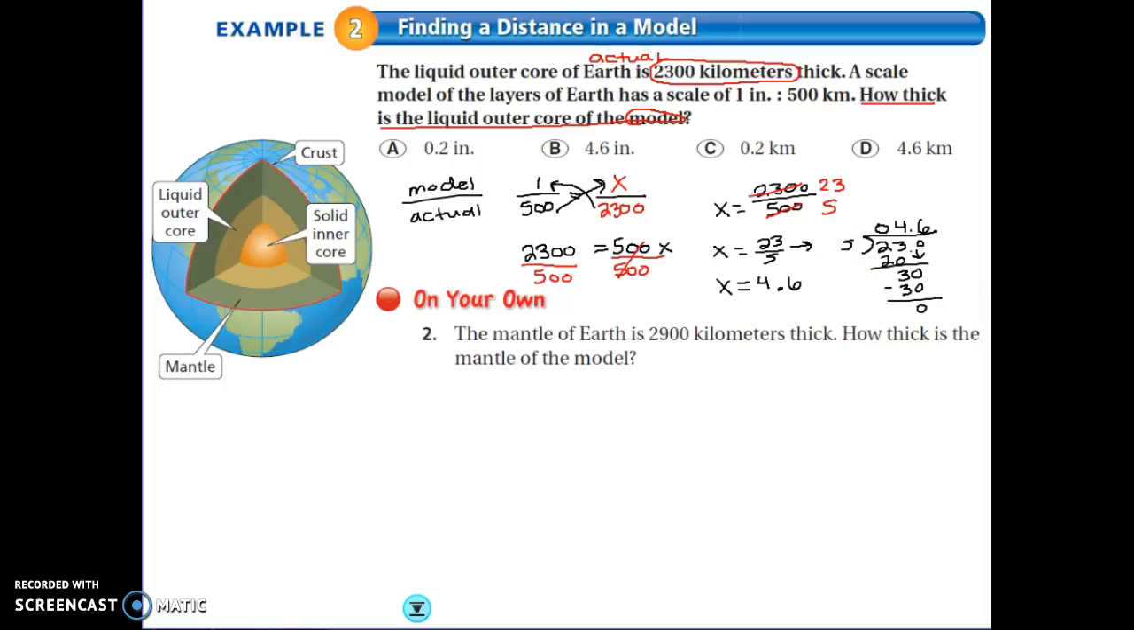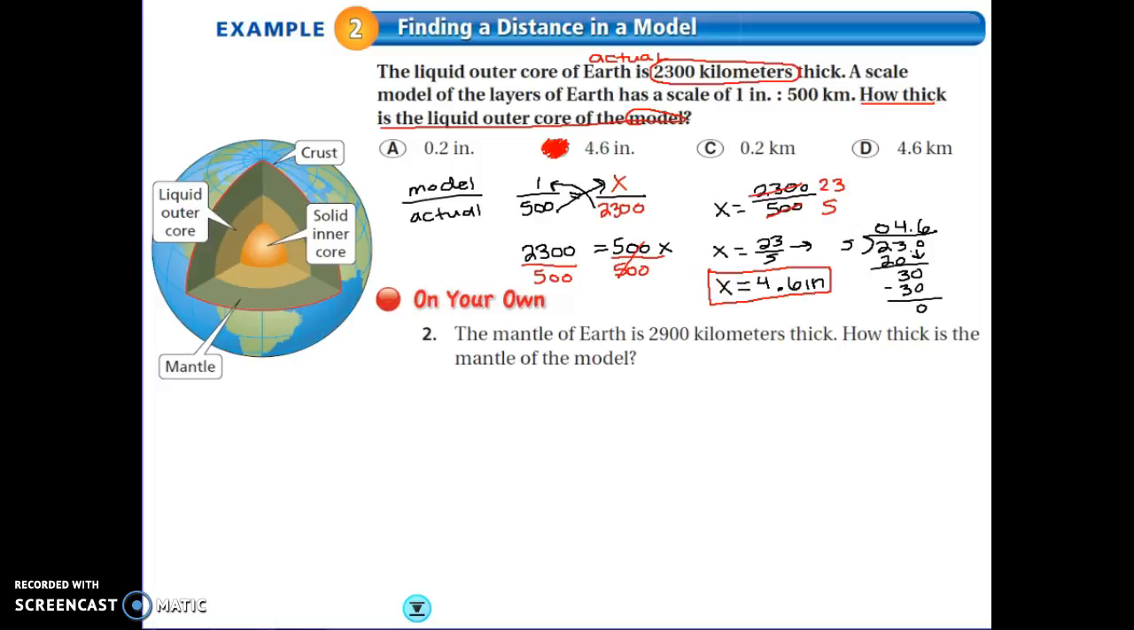What we just found is the liquid outer core of the model. Well, the model is in inches, so our final answer should be in inches as well, which leaves us with answer choice letter B. The model has a thickness of 4.6 inches.